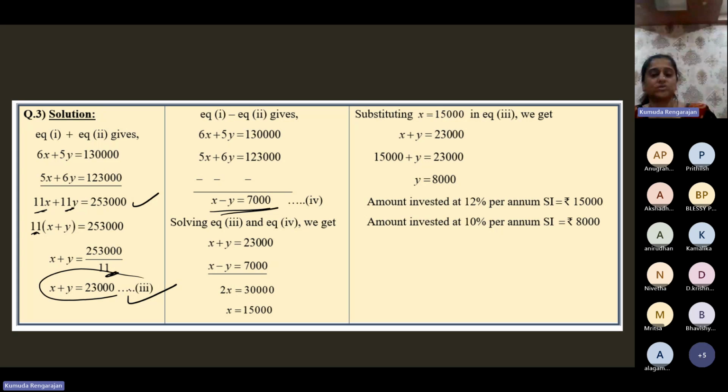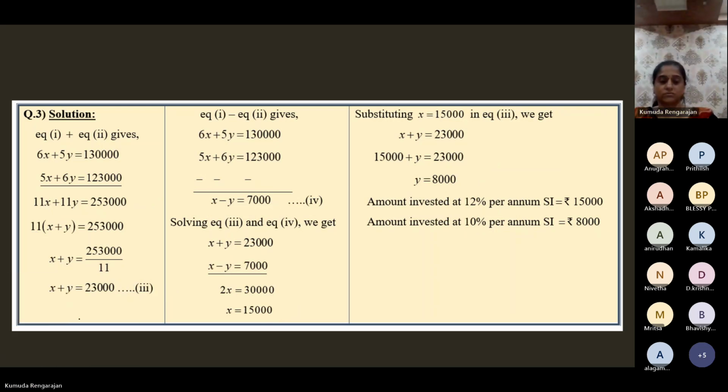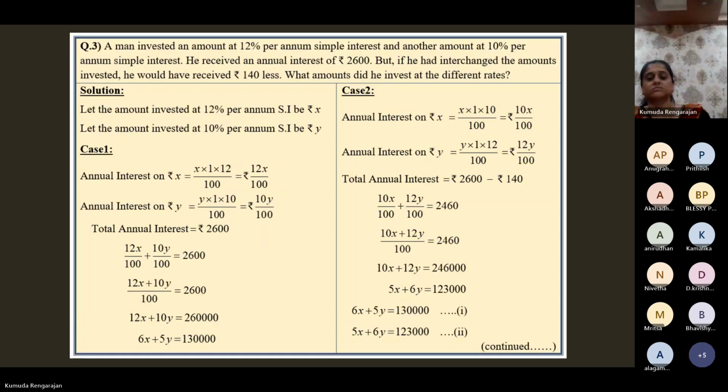Now solve equation 3 and equation 4. Write them one below the other. Y gets cancelled, so you're able to get the value of x. And when you substitute, you get the value of y. So x is the money invested at 12% per annum and y is the money invested at 10% per annum. You have to work this very carefully.